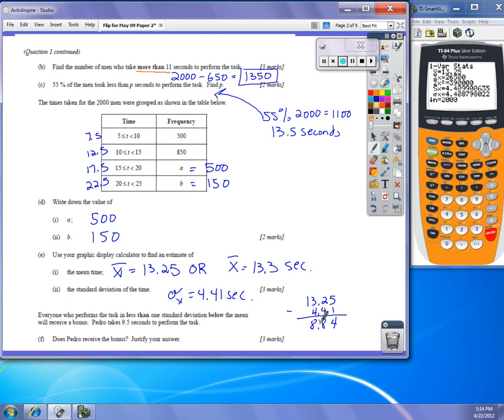So we have to see, did Pedro take less than 8.84 seconds? No, he did not. No, I'm sorry, Pedro. Pedro does not get a bonus. He took longer than 8.84 seconds.